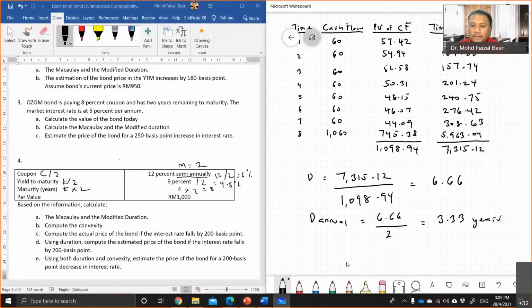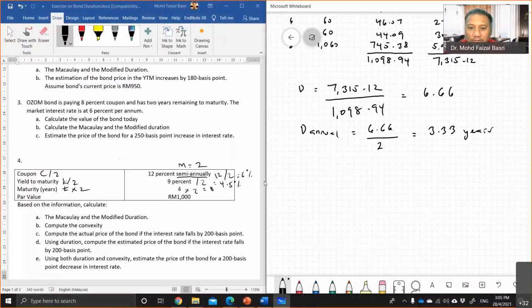So to get the modified duration from the 3.33 annual duration, we have to divide with 1 plus K divided by M. So K again is 4.5% after we divide by 2 by M. So plus 1 is 1.045. So we have here 3.19. Okay, 3.19. So this is considered the modified duration.